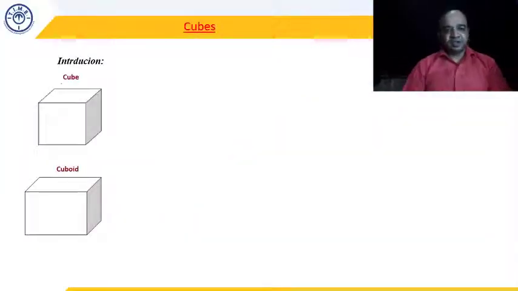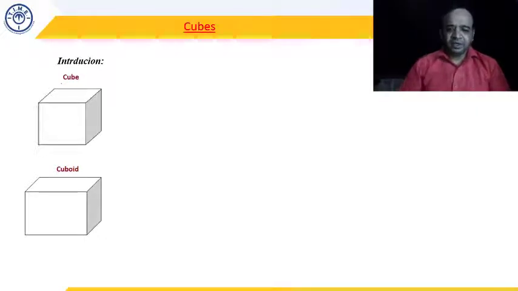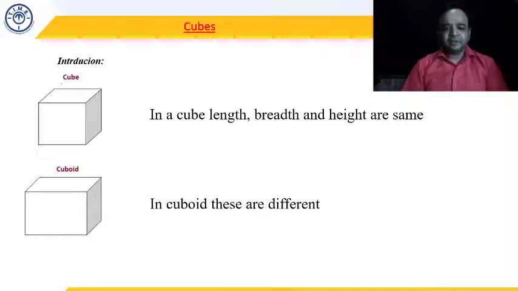First, introduction of cubes and cuboids. So what is a cube? This is a solid figure in which length, breadth, and height are all the same, as you may be aware. And a cuboid is a solid figure in which length, breadth, and height are all different. Fine. So this is the definition of cubes, and these are just the basic things required for LR.